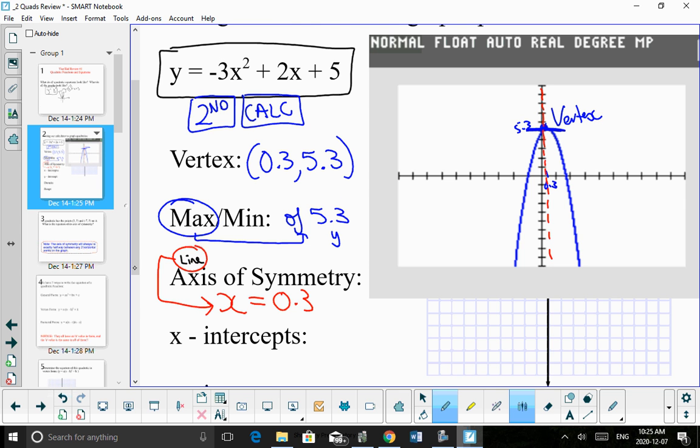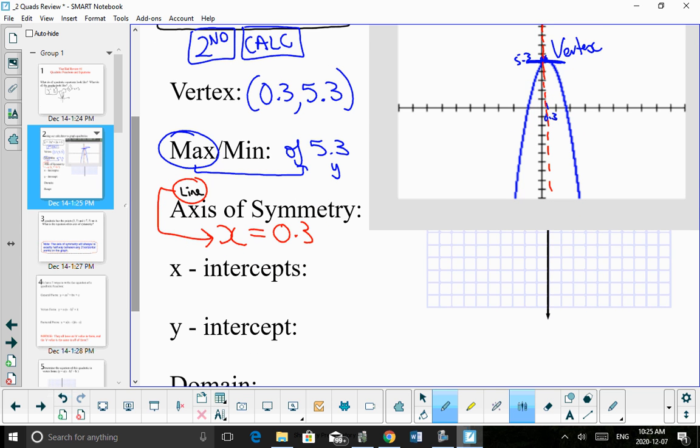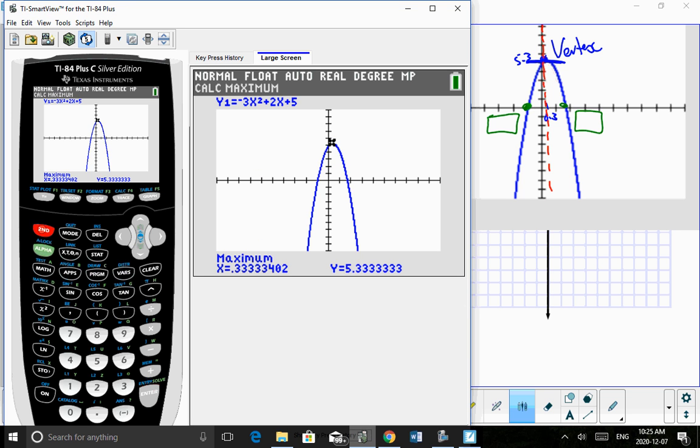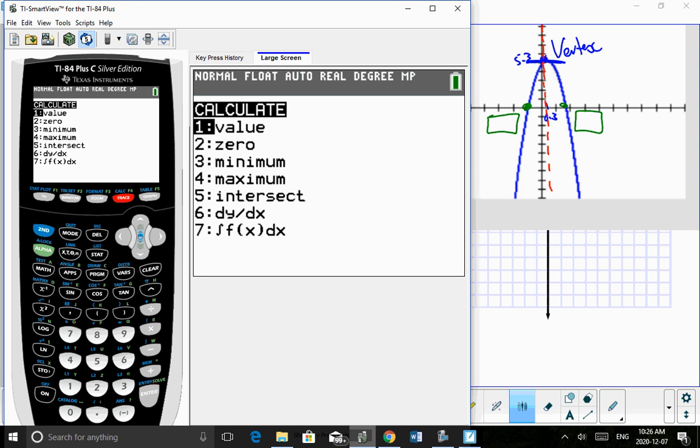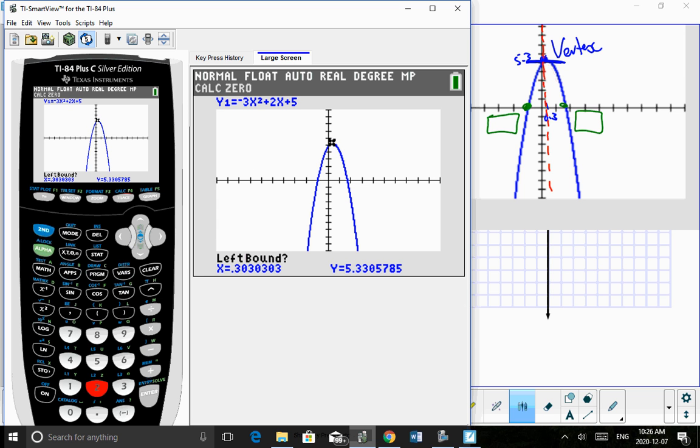So to find the x-intercepts, now we can clearly see on our graph that we have 2 x-intercepts. We have one here, and we have one here. So we're going to have to do this process twice. Okay, it can't find both of them in one step. You have to go through it twice. So the button that we push for x-intercepts, so second trace, the button that we push is number 2 for 0. So we're going to hit number 2.